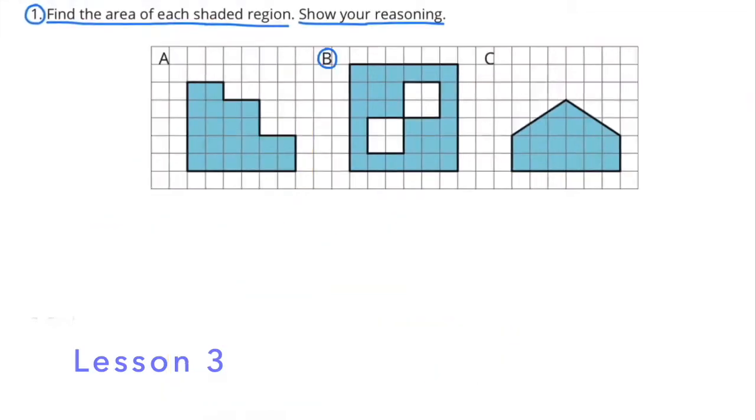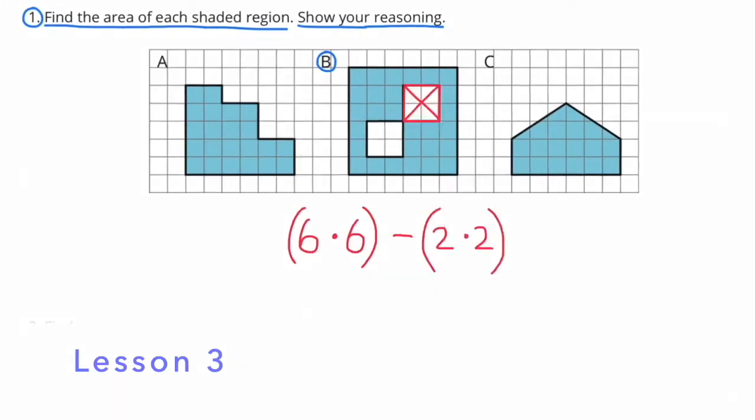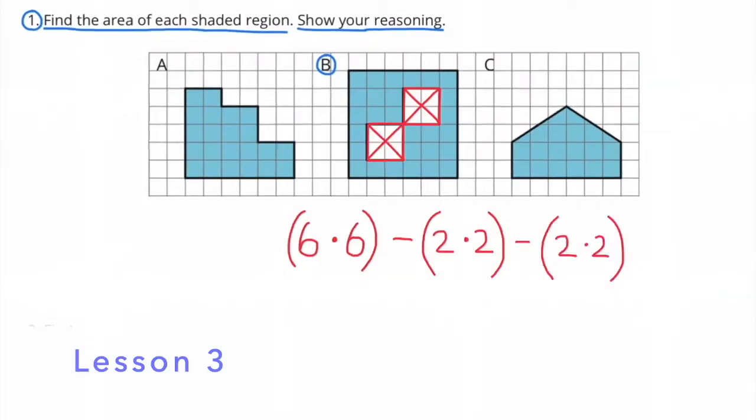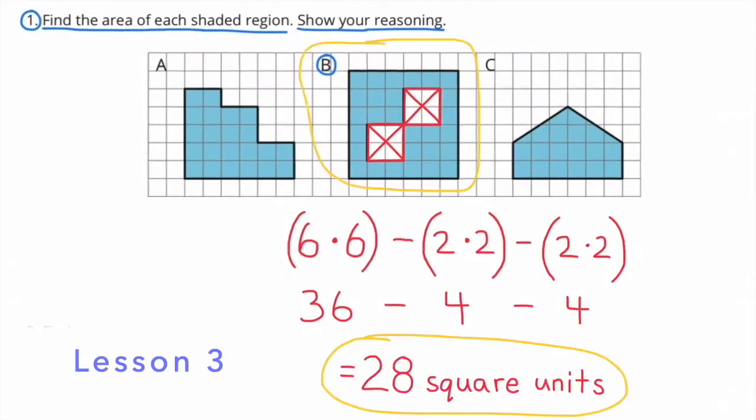B. This shape can be looked at as a square with a side length of 6 and two smaller squares that were removed. So 6 times 6 minus 2 times 2 minus 2 times 2 equals 36 minus 4 minus 4. The area of B is 28 square units.